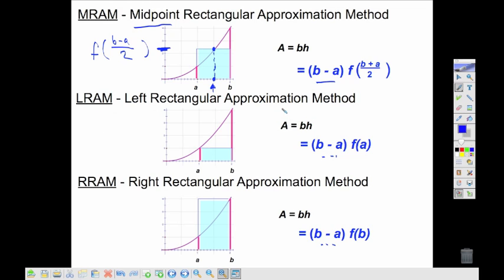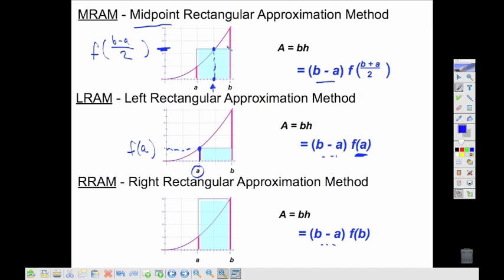With the left rectangular approximation method, we will first of all take our interval. Here we're going from a to b, but we would look at the left side of that, which in this case is a, and we're going to use that a going up to the curve. That will be the y value that we're using for this. And so we're estimating this using one side, which makes our calculation a lot easier than doing the midpoint one.